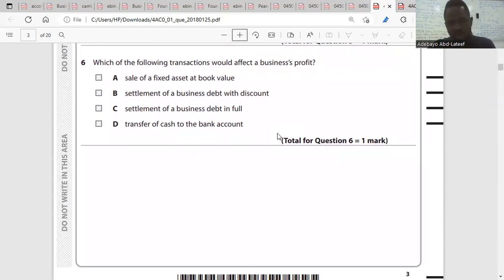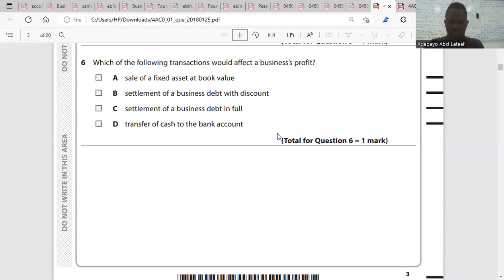So that's question 5. Go to question 6. They said, which of the following transactions would affect a business's profit? Sale of fixed assets at book value: that would not affect your profit. Settlement of business debt with discount: yes. Settlement of business debt in full: no, because when you settle your business debt in full, you don't have any interest to pay, you don't have anybody to pay anymore. Transfer of cash to the bank account: it's a contra entry, nothing is happening. So the answer is B. Is it clear?